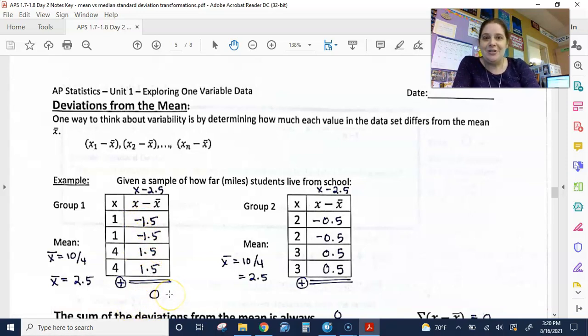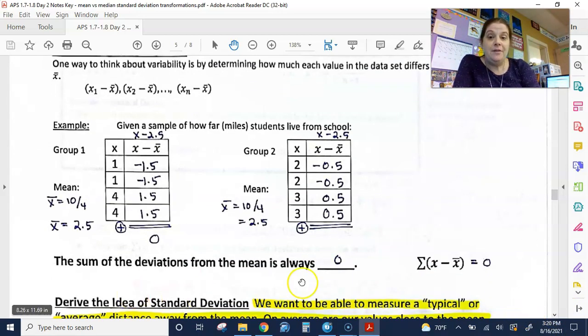I get 0, which isn't very useful as an average. I notice I did the same thing over here with group 2, 2, 2, 3, and 3. I take the average and take the difference from the average, and I also get 0. I mean, they all add up to 0. So they would have the same average difference from the mean, since the sum is 0 for both of these. So the actual literal difference doesn't do me very much good.